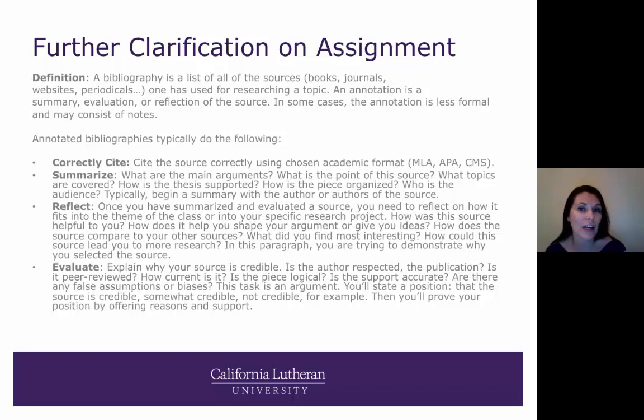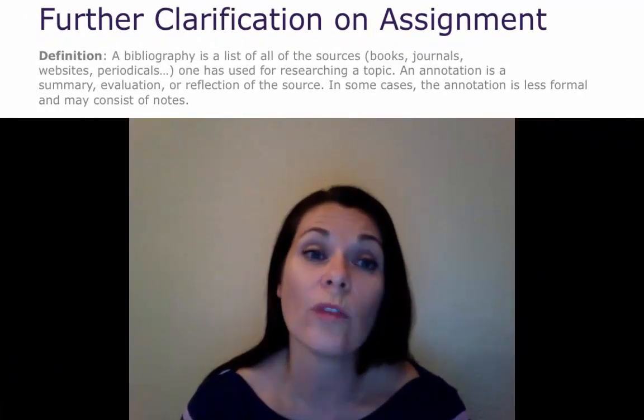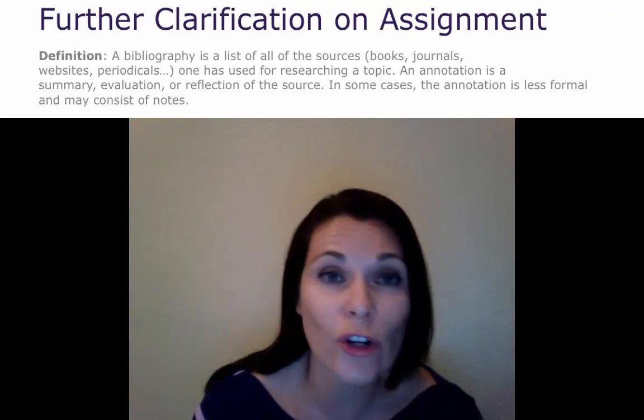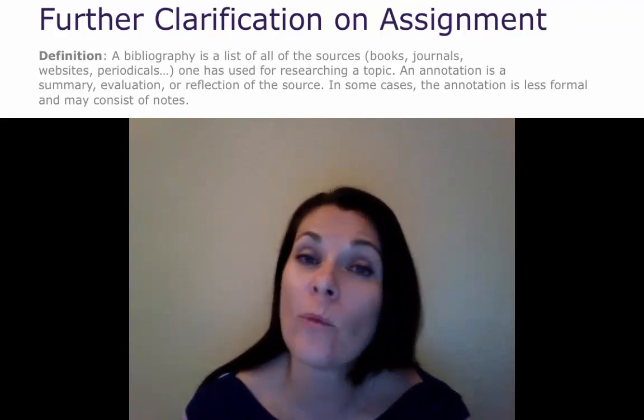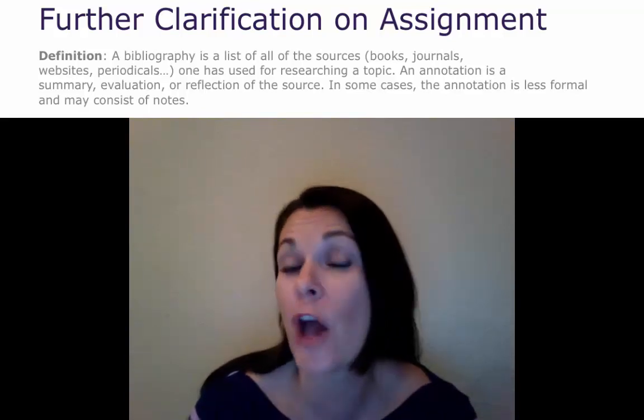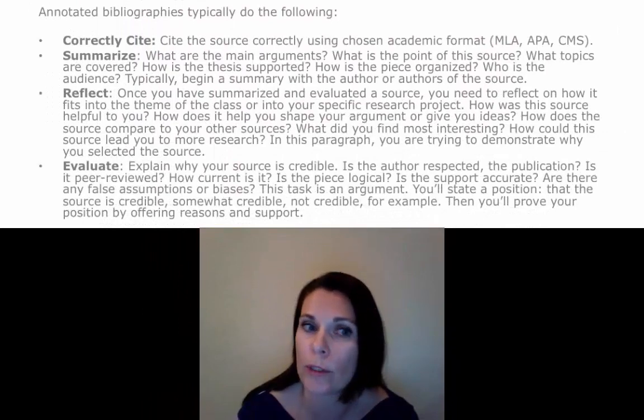Let's get some further clarification of the assignment by first defining it. Let's begin with the bibliography. A bibliography is a list of the sources, books, journals, websites that someone is using in a particular research project. An annotation is a summary, evaluation, or reflection, some kind of description of the source. In some cases, the annotation may be less formal and may simply consist of notes or ideas or quotes.